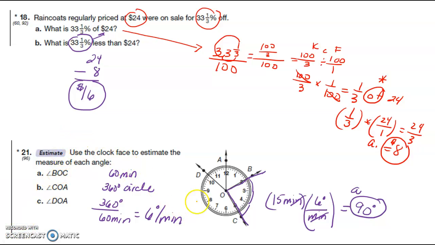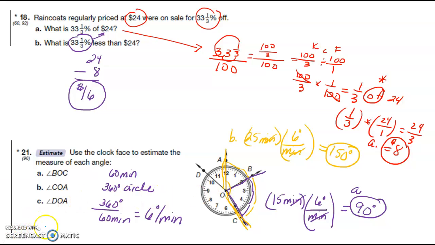B is COA. So let's see, COA. It starts at 12 and goes to 5. So I have 5, 10, 15, 20, 25 minutes times 6 degrees per minute. My minutes cancel, and I have 25 times 6, which is 150 degrees. And that makes sense. It's an obtuse angle there.